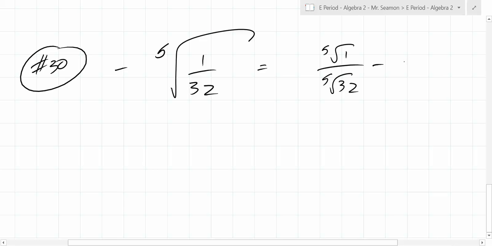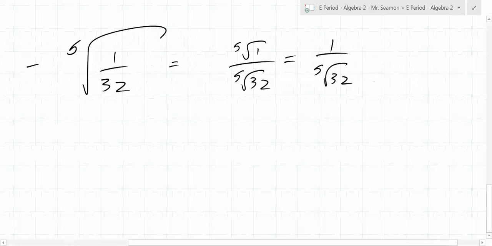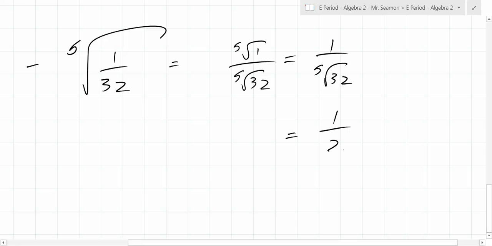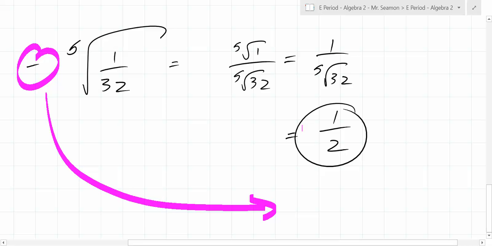This is going to be 1 over the 5th root of 32. But now you need to remember, what is the 5th root of 32? 2. So it's just a half. But what's along for the ride?